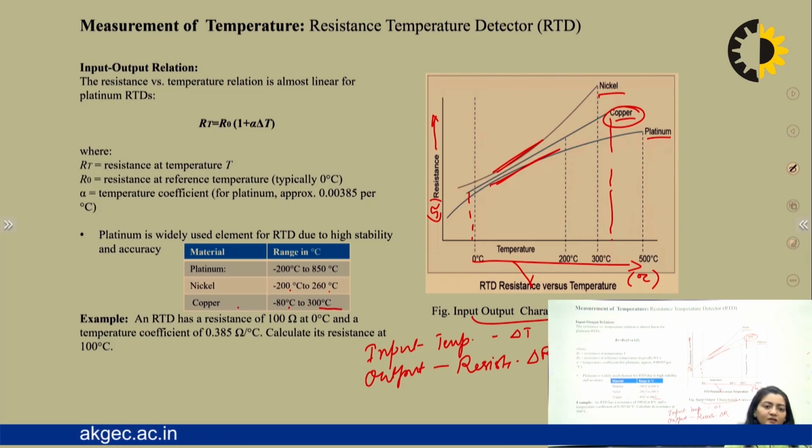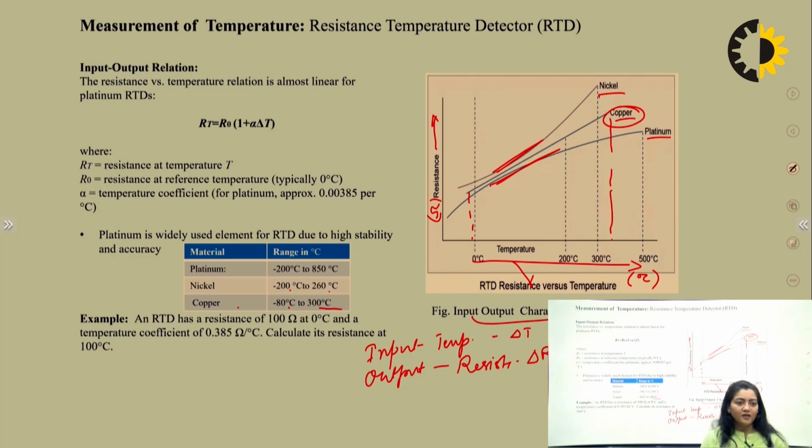Obviously the platinum RTD is way costlier than nickel and copper, but if you have an application where you need the input-output relationship to be linear, and you are working up to that kind of range, then you can surely go for the platinum RTD.